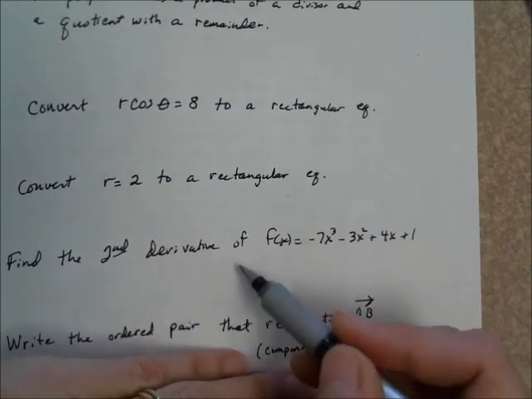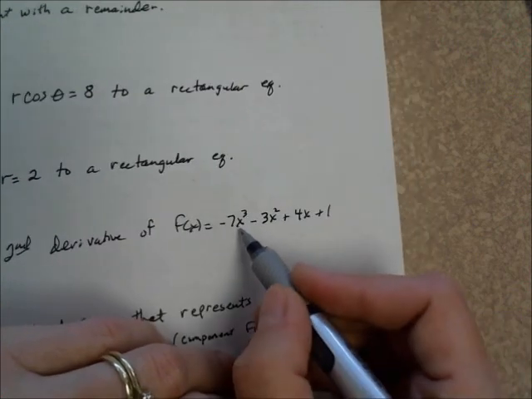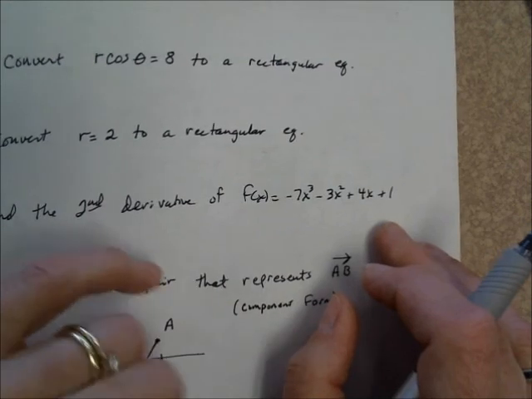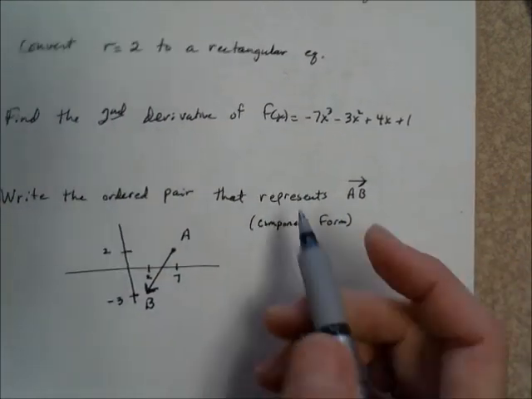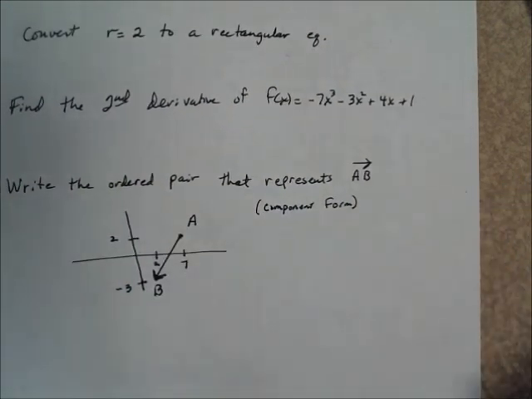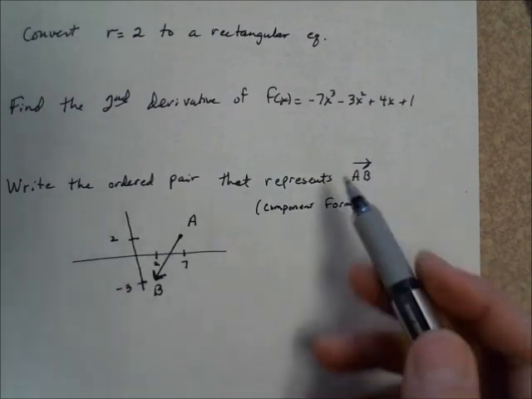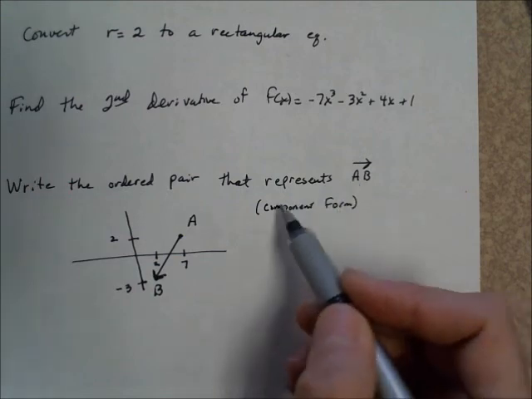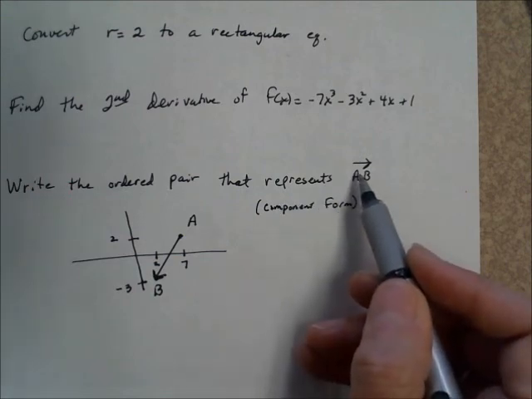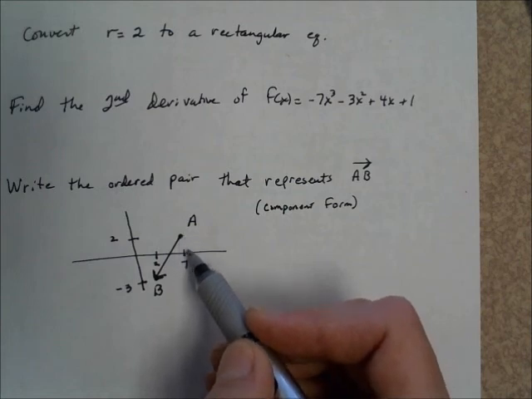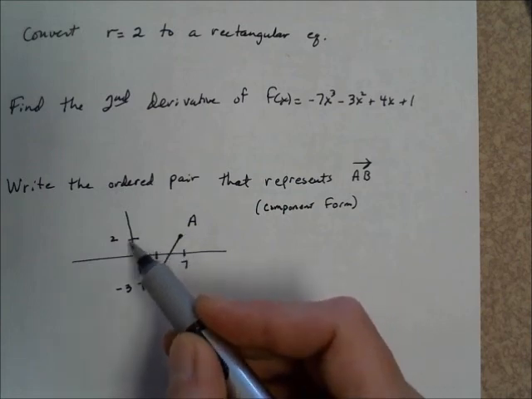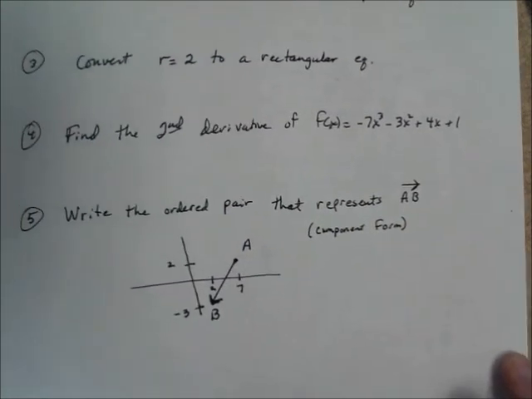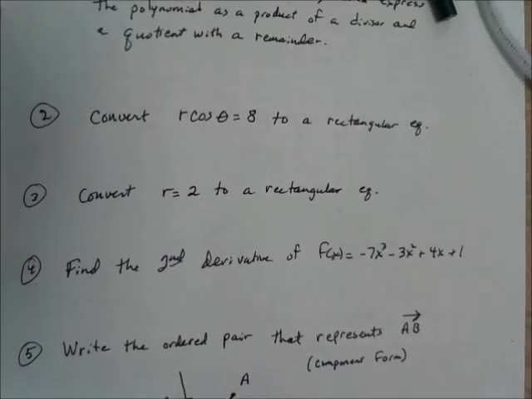Number 4, find the second derivative of this function, negative 7x cubed minus 3x squared plus 4x plus 1. Second derivative I'd like. And then number 5, this is the last question if you were here in class today. I'd like you to write the ordered pair, which is just the component form of the vector called AB. AB has point A at (7, 2), and point B at (2, negative 3). So I'd just like you to write component form of that. And those are the 5 questions for tonight.